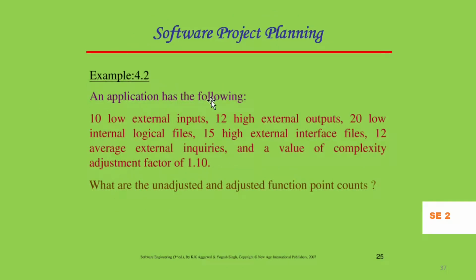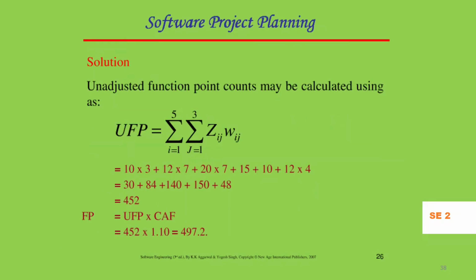An application has the following: 10 low external input, 12 high external output, 20 low external logical file, 15 high external interface file, 12 average external inquiries, and a value of complexity adjustment of 1.10. So, meron na siyang 1.10. What are the unadjusted function points count? So, ang hinahanap natin is unadjusted function point count.